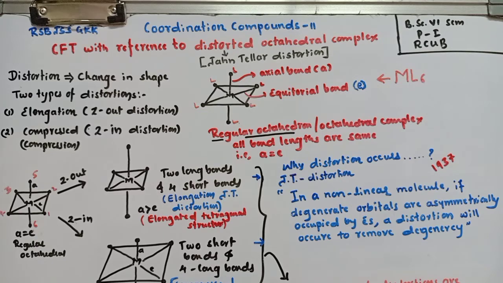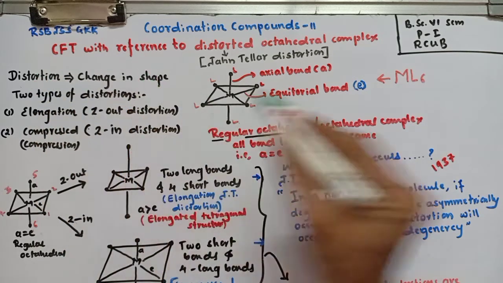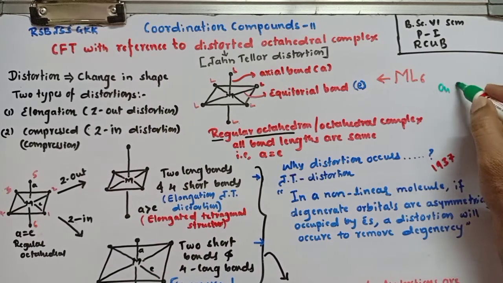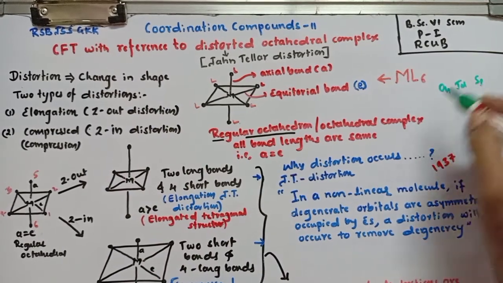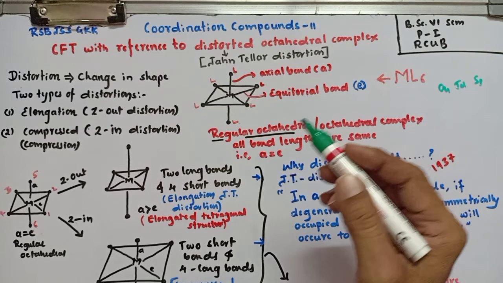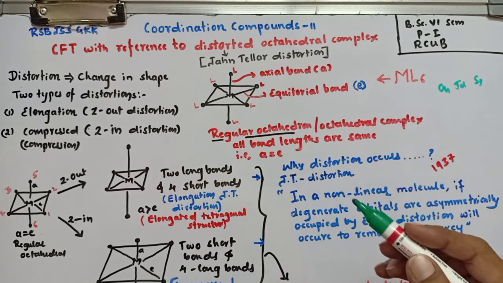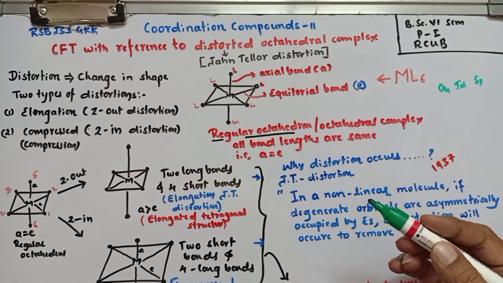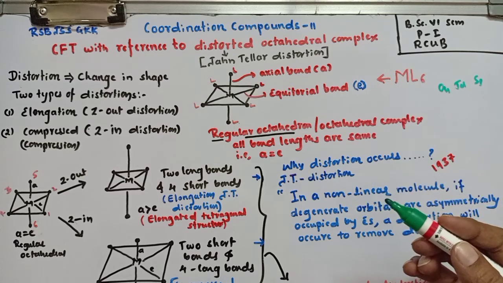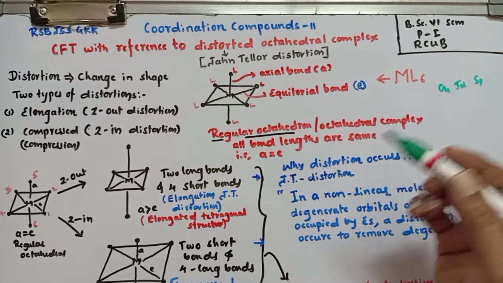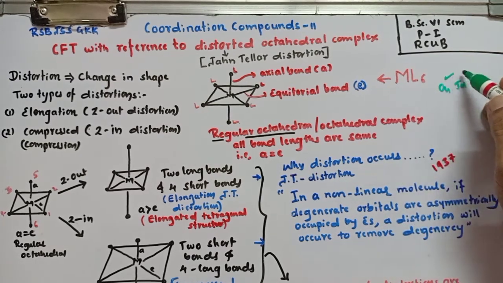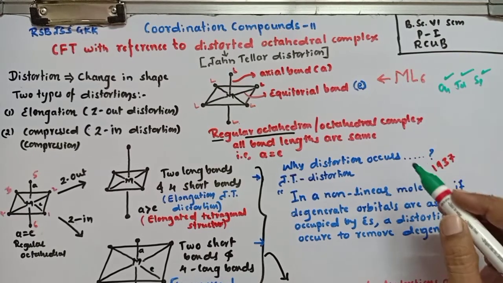In the last few videos, I have discussed the crystal field theory with reference to octahedral, tetrahedral and square planar complexes. That means how the 5d orbitals are going to split into different sets of orbitals with different energies if the ligand environment around the central metal ion is octahedral, tetrahedral or square planar.